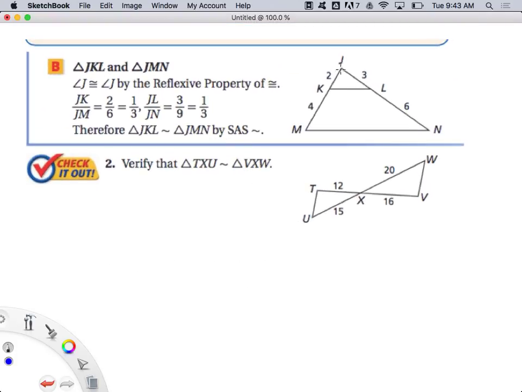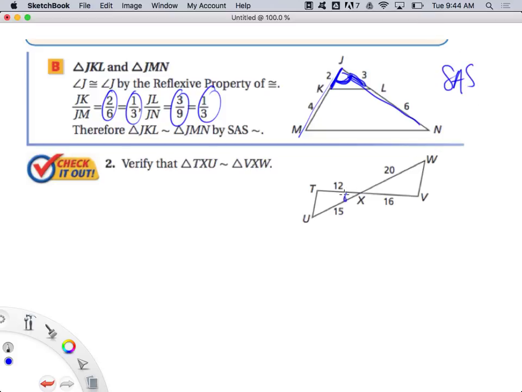Here, this is 2, and in the big triangle it's 6. So it would be 2 over 6, which is 1/3. This is 3, and in the big triangle it's 9, so it's 3 over 9, which is 1/3. So those two sides are proportionate, and then look, this angle here is the same for both. So it's side angle side. You see that? Does that make sense?